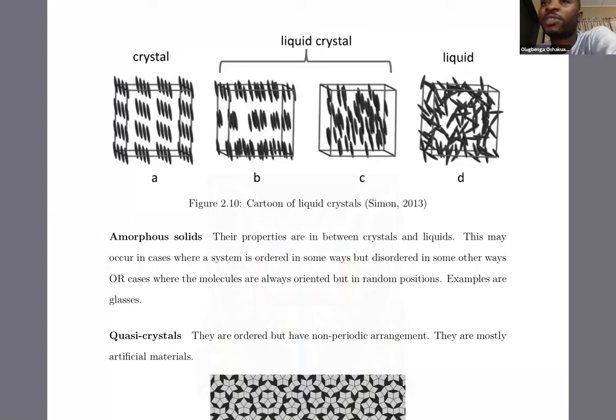So let's talk about figure 10, which shows diagrams of crystals. When you look at crystals, they have a regular pattern, the atoms are evenly distributed, and the atoms also have a particular orientation. When you look at the lines, they look parallel to each other, the way they stand.